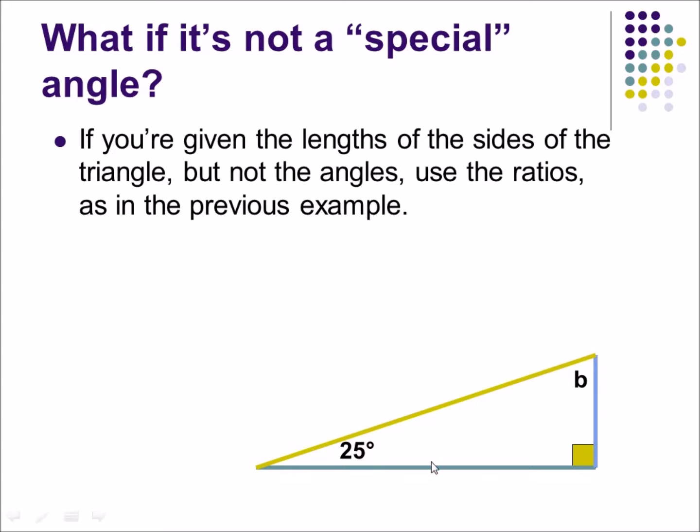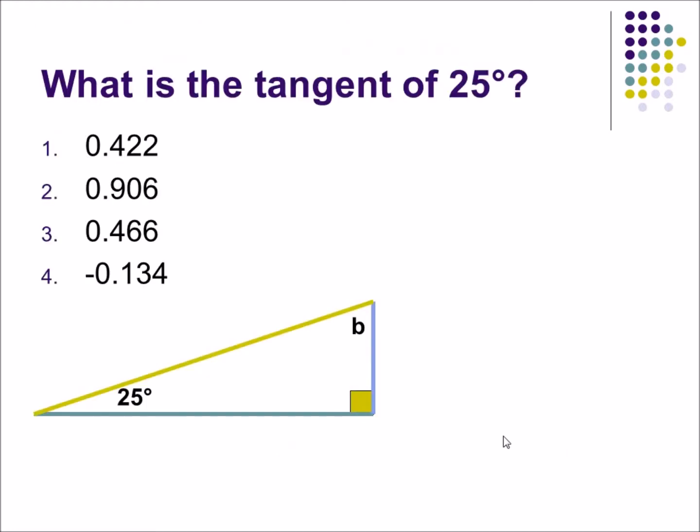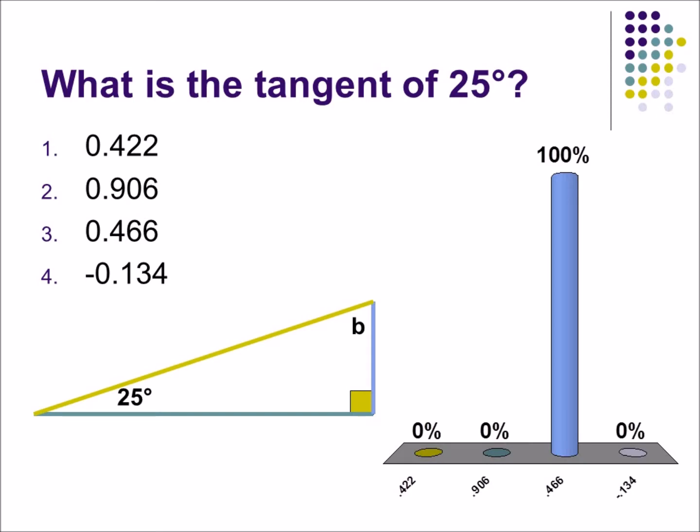But in this particular problem, we don't know the lengths, but we know the angle. So if you're given the angle, simply use your calculator. So what's the tangent of 25 degrees? And if you do that, you should find that the tangent of 25 degrees is equal to 0.466.